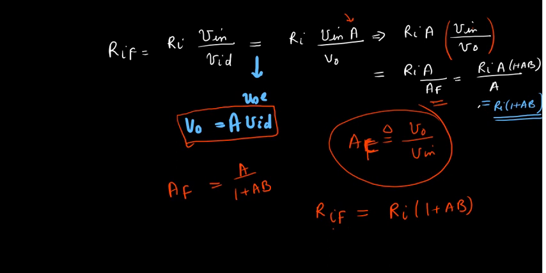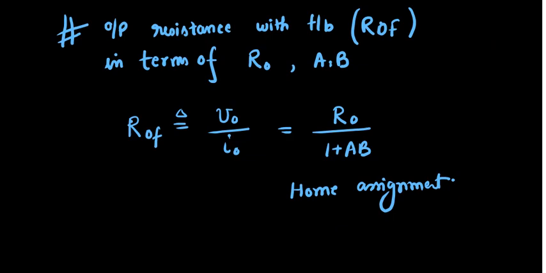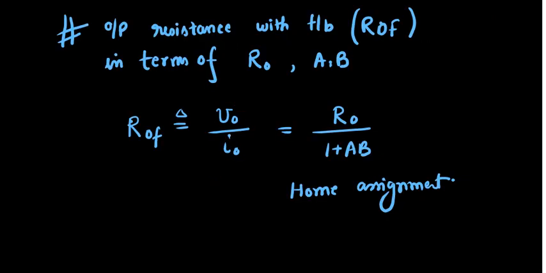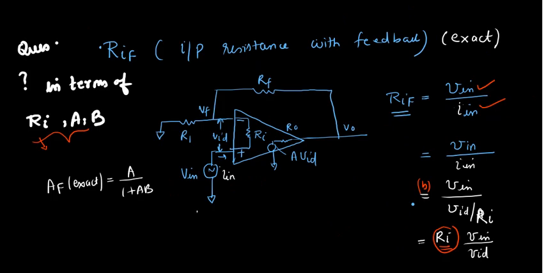Input resistance with feedback is higher than the input resistance without feedback. This is exact, right? There are no assumptions, right? Similarly, can you evaluate output resistance with feedback? If you have any doubt till now, please ask.